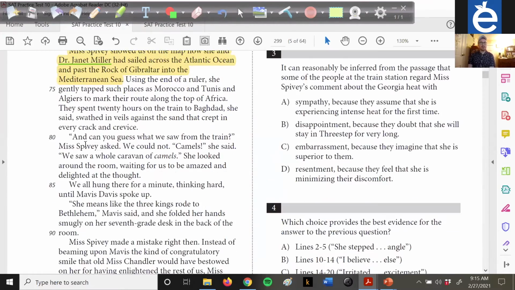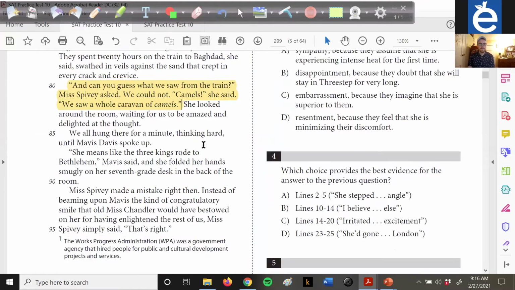And can you guess what we saw from the train, Miss Spivey asked? We could not. Camels, she said. We saw a whole caravan of camels. Okay, that's a highlight of her trip there. She means like the 3 kings rode to Bethlehem, Mavis said. There's our pal Mavis.